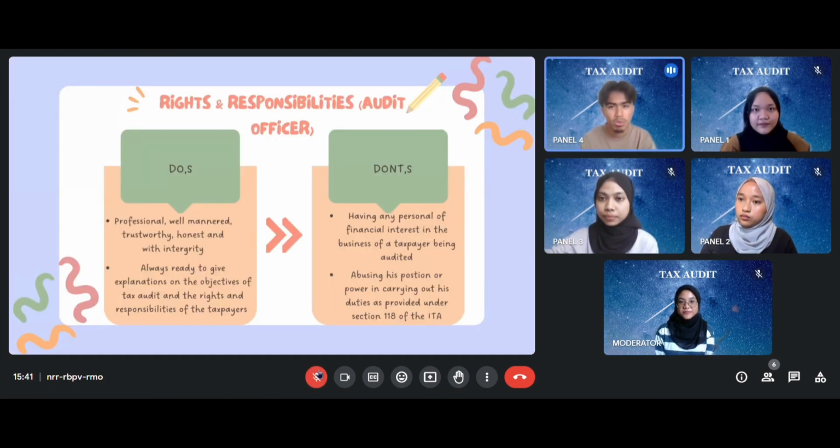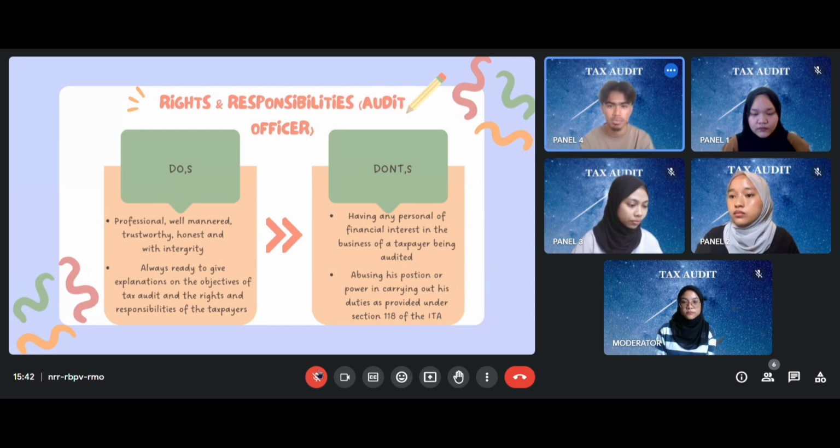Okay, thank you, Ms. Moderator. I will explain about right and responsibilities for an audit officer first. First one, audit officer must be professional, well-mannered, trustworthy, honest, and maintain integrity. This includes conducting yourself in a manner that instills trust and confidence in your work. Second, audit officer always be ready to provide explanation on the objective of tax audit, the right and responsibilities of taxpayer. An audit officer must ensure that taxpayers understand that their right and responsibilities to facilitate them to do their obligation.